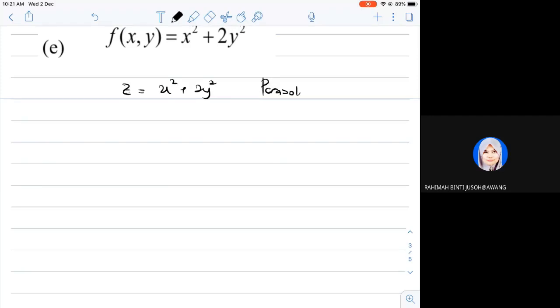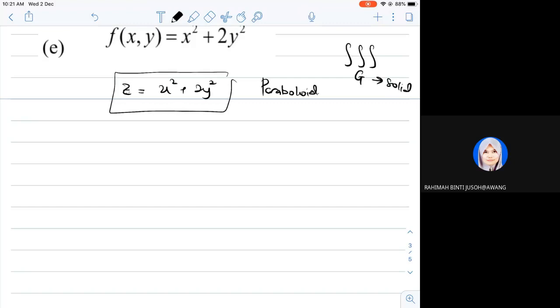Paraboloid. Guys, why do I say all the lessons that you already learned in chapter 1 are important in chapters 3 and 4 too? Because in chapter 4 you have to sketch the region and the solid, especially for triple integration. The region G means a solid, so you have to sketch the graph. If you are given this equation, you need to know what type of graph it is. That's why it's very important. Okay, the test is over, so don't think about chapter 1 and chapter 2 anymore? No, cannot. You still have to use all the lessons in chapters 1 and 2 to answer the questions in chapter 4 especially.